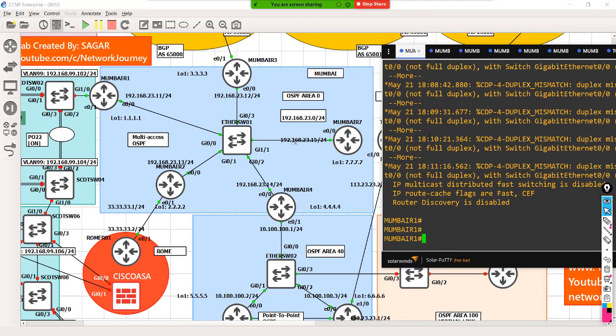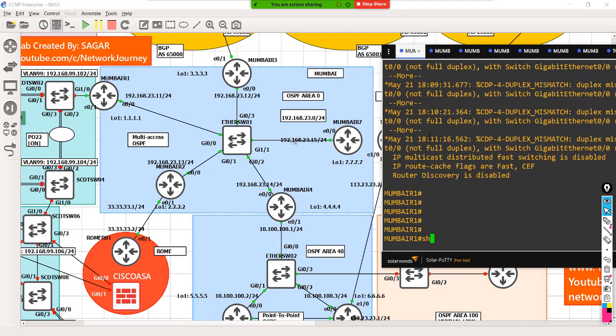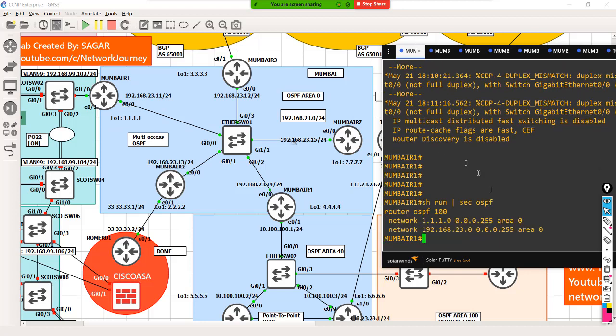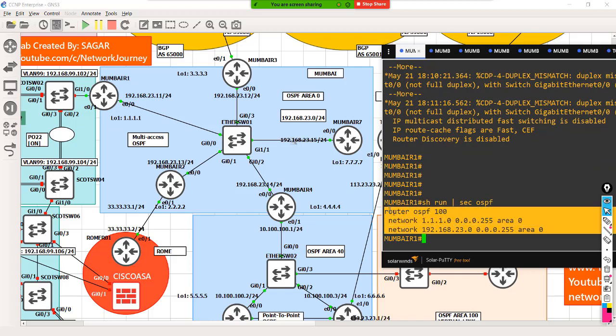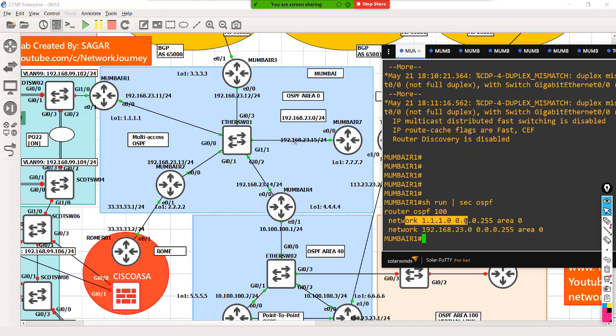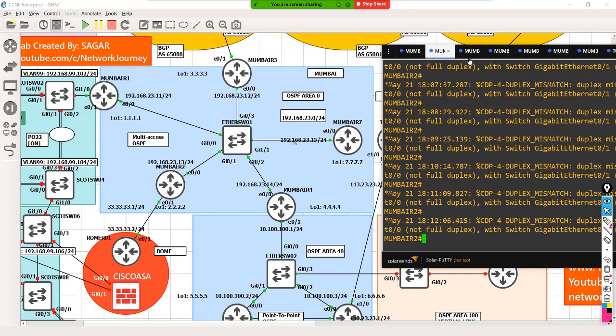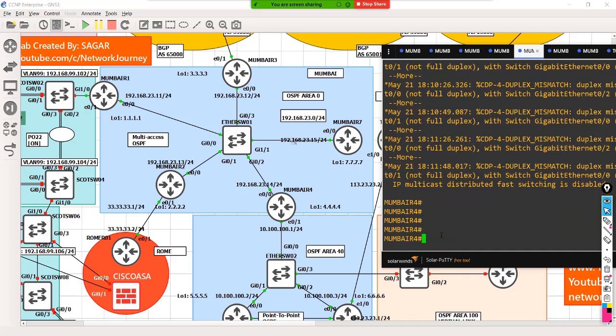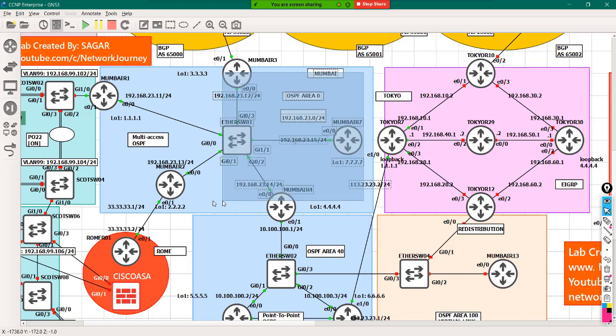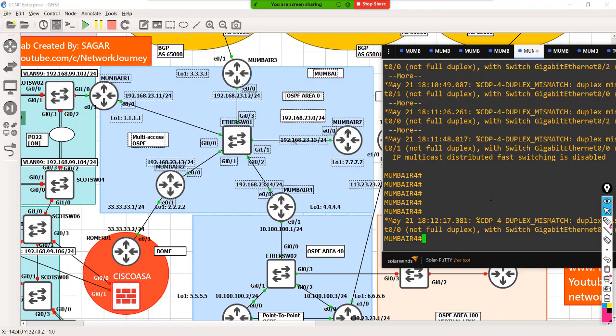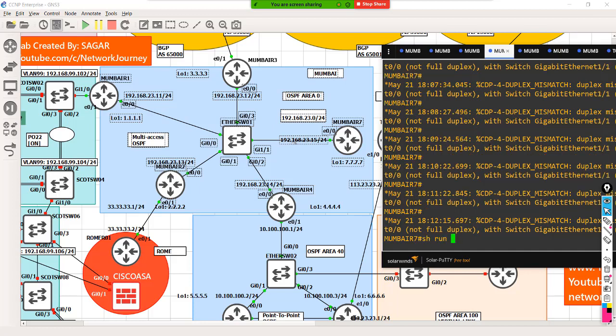Let me quickly show my first area, that is area 0. Let me show you the OSPF that I am running. Okay, so I'm running OSPF 100. I'm advertising my loopback address and my interface address. So you will see the same default configuration on Mumbai, routers 2, 3, 7 and 4, which is nothing but area 0. So you will see similar kind of routing, or similar kind of OSPF distribution.